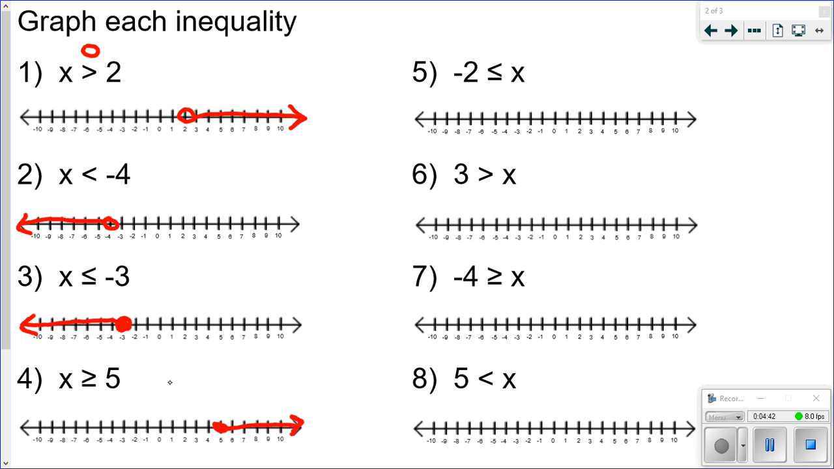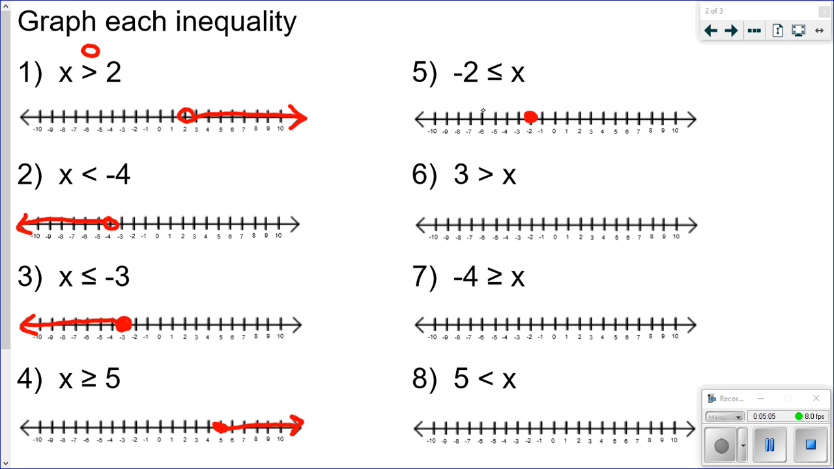But you have to be careful with that. I'm about to show you why. All right, so let's look at this one. The variable is now on the right side of the inequality. So this says that negative 2 is less than or equal to x. Let's go ahead and put our closed circle at negative 2. Again, it's closed because it's or equal to.